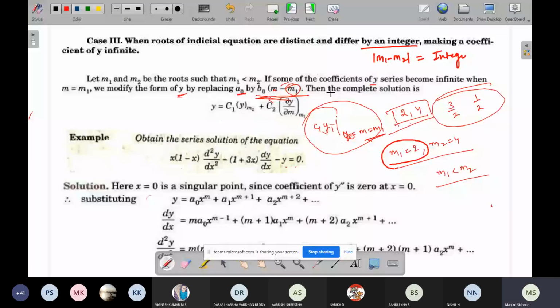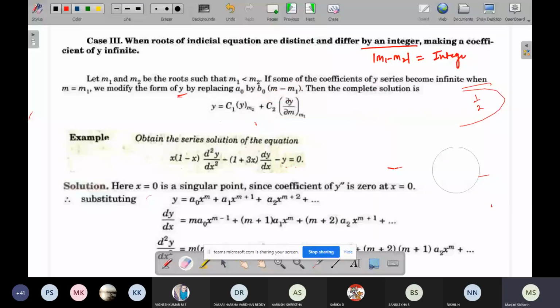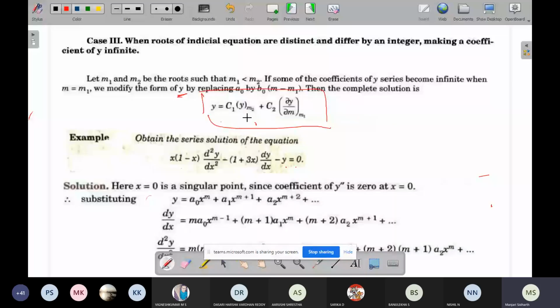It will be clear by this example. C1 times y at m2. m2 means first we substitute the greater root. That is your first solution. Then we take the partial derivative with respect to m, then we substitute the first root m1.